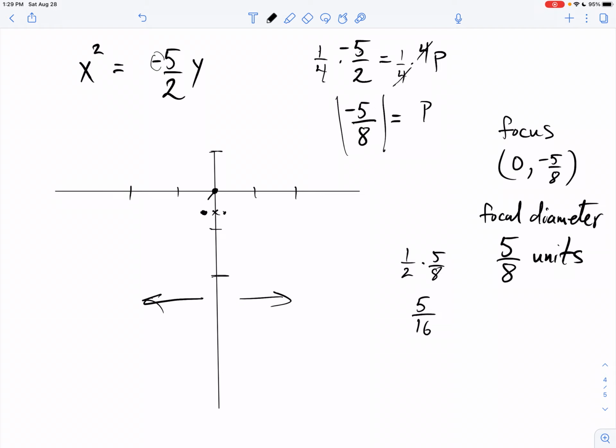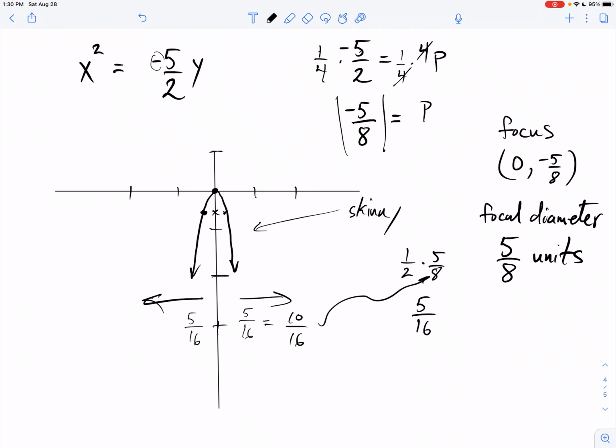And then I'm going to go vertex. I'm making sound effects. I don't know why. But look, if I go 5/16 of the way over here, and I go 5/16 of the way over here, 5/16 and 5/16 is 10/16, which reduces to 5/8. So there's my unit. Oh, that's right. And the thing is when you have a focal diameter that's tiny, you're going to have a skinny graph. It's going to make that thing look very skinny, that super tiny focal diameter.